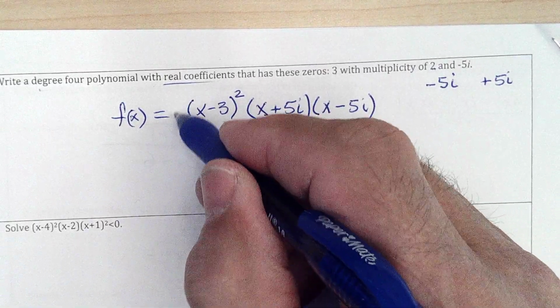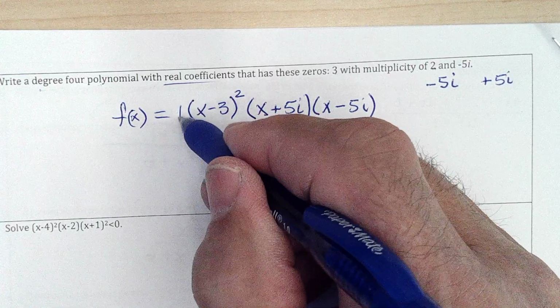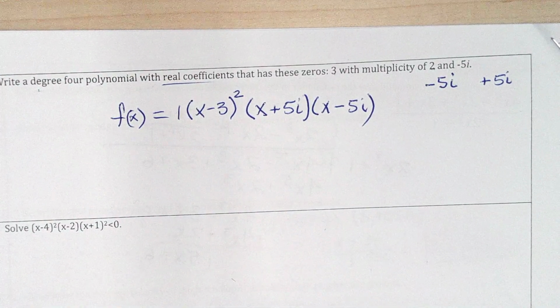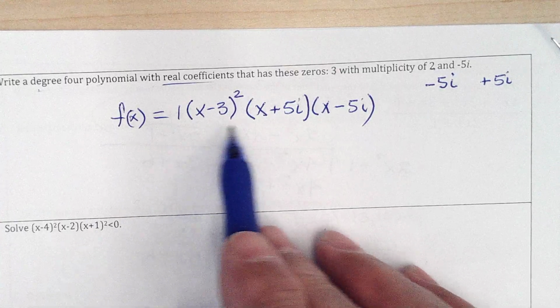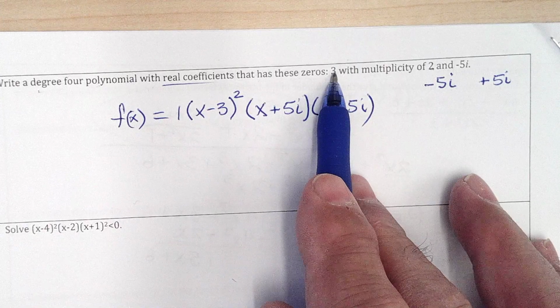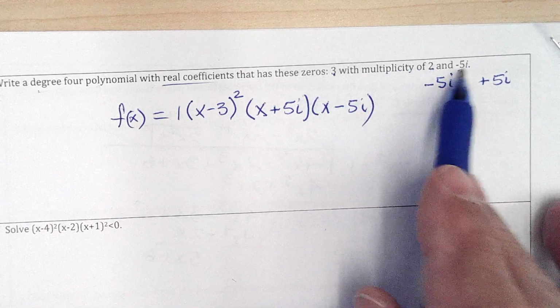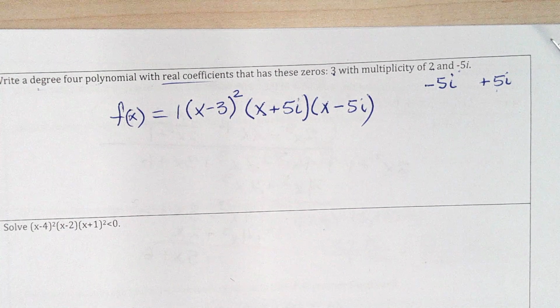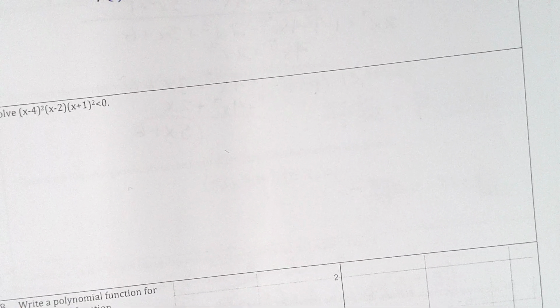And there could be any number in front of this. I'm just going to leave it 1, but it could be a 2 or 5 or negative 3, but this is a polynomial that has 3 as a double 0 and negative 5i and plus 5i as zeros. And you can multiply it together if you want, but it's not necessary.